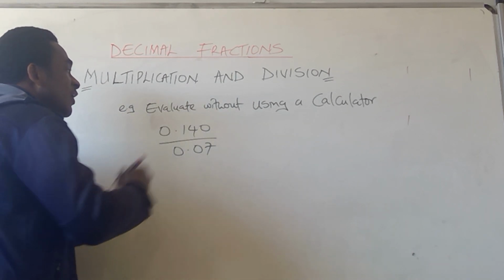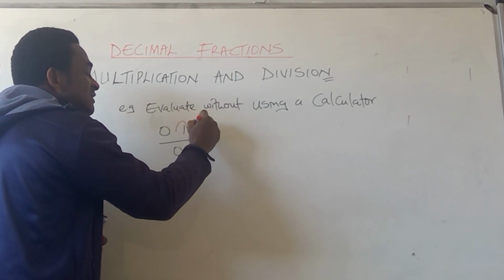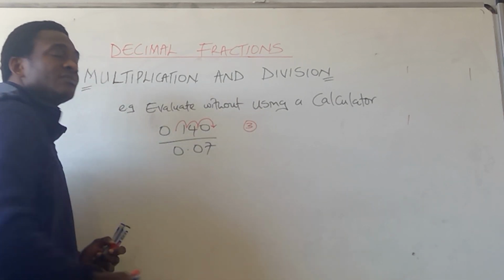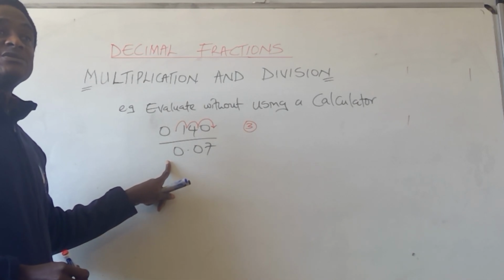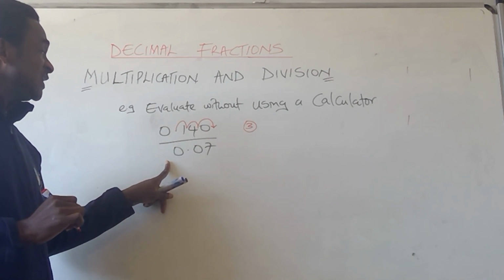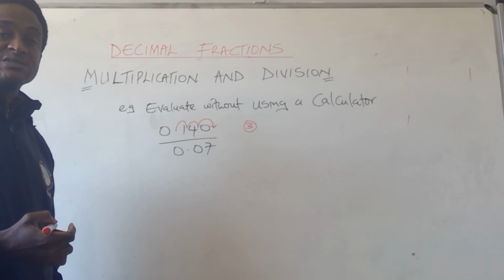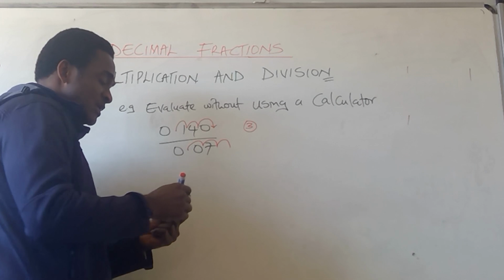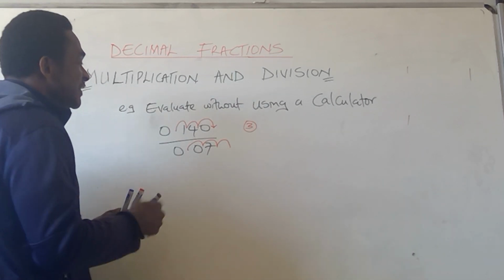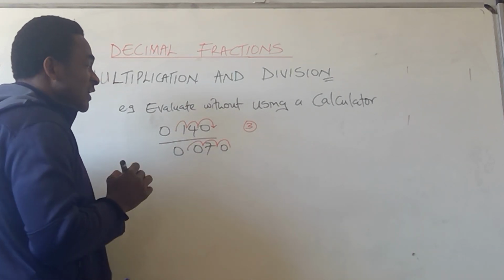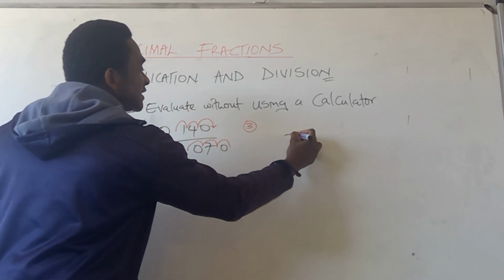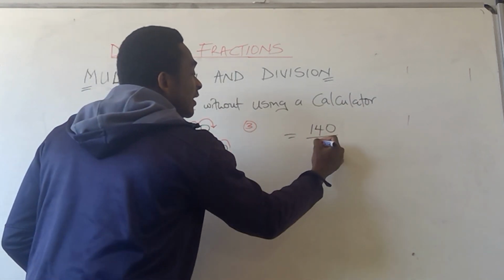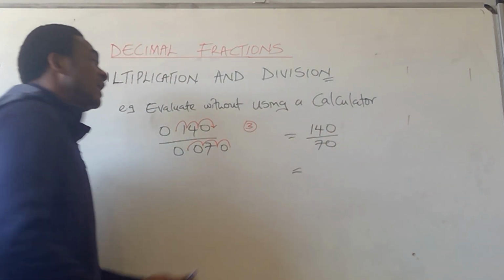So here, always work with the one that has the highest number of decimals. So here we've moved 3 steps. It means for the denominator, for it to even out, to balance, we need to also take out 3 decimal places. And then when we take out those 3, the empty space will fill up with 0. The numerator in this case becomes 140, and then the denominator becomes 70. You see how easy it is.